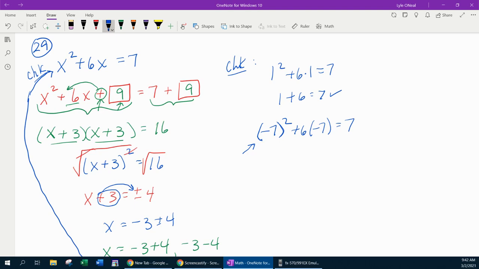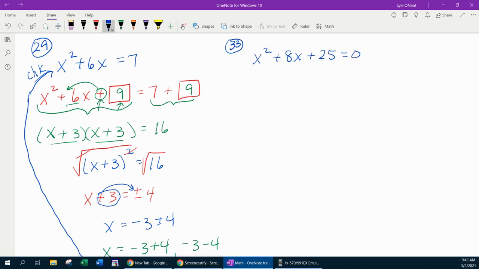Negative 7 squared is a positive 49. 6 times negative 7 is negative 42. 49 minus 42 is 7. So both of those solutions do check out, and I do highly recommend that you check those solutions, especially on an exam. Okay, next, number 33.